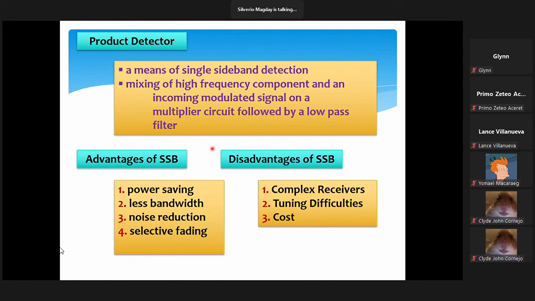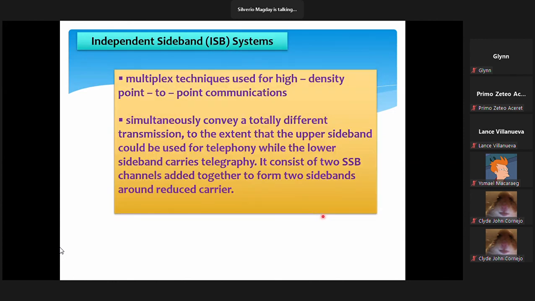So, advantages din nito ng single sideband, nabanggit na kanina: power saving, less bandwidth, noise reduction, and selective fading. Disadvantages nga, ayan, complex receivers, kailangan mo ng tuning, kaya nga complex din yung circuit, and dagdag gastos lang doon sa mga components na kailangan. Independent sideband system, so multiplex techniques.